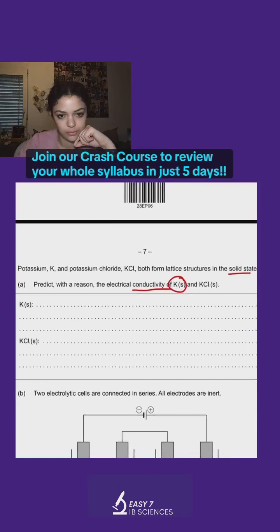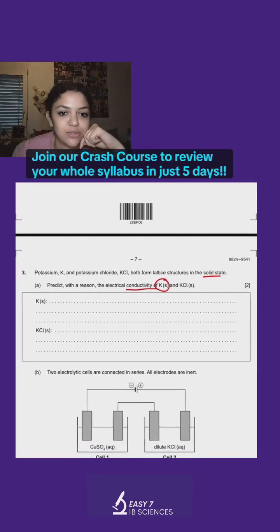Can you please zoom out? Of course. Sorry, guys. I have to keep zooming in so I can write things down. Good. Why will K have high electrical conductivity? Perfect. Yusuf answered it. Nice.